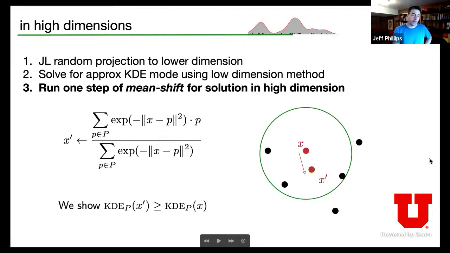We are able to show, which might be folklore, but we provide a proof, that this always increases the cost. So if we do this with the weights we found in low dimension and apply it in the high dimensional setting, that gives us a result which is at least as good as the one we found in low dimensions, and a point in high dimensions which has the appropriate guarantees with respect to the true optimal.